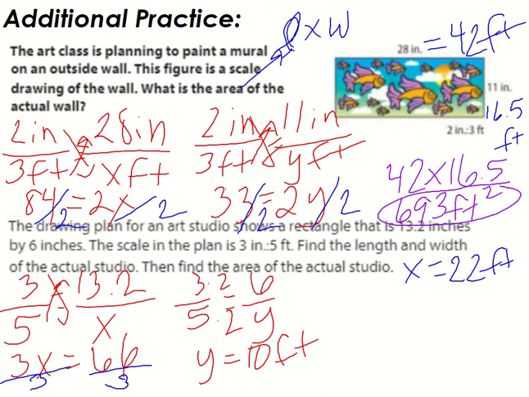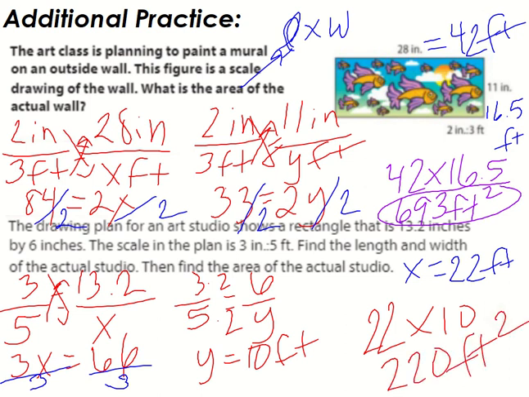Same idea. Now that I have my two measurements, I need to multiply them together to find that area. And so 22 times 10 is 220 feet squared. And there you go, there's your area.